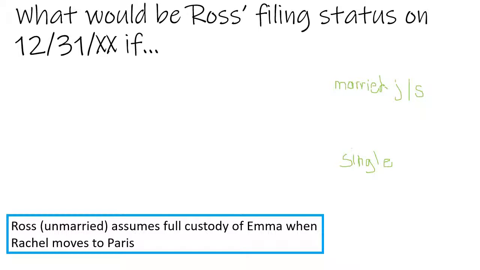Finally, if Ross was unmarried and assumes full custody of Emma, a minor, when Rachel moves to Paris, what would be Ross's filing status? If Ross had primary custody of Emma, he would be able to file as head of household, provided Emma met certain requirements as a dependent.